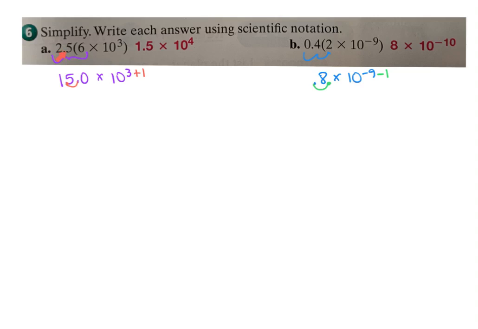When you multiply 2.5 and 6, you're going to get 15.0. That's not in scientific notation. You need to move it over 1. It was bigger than 10, so you added 1 to it. 0.4 and 2 is 0.8, less than 1, so we need to move it over 1 and subtract 1.